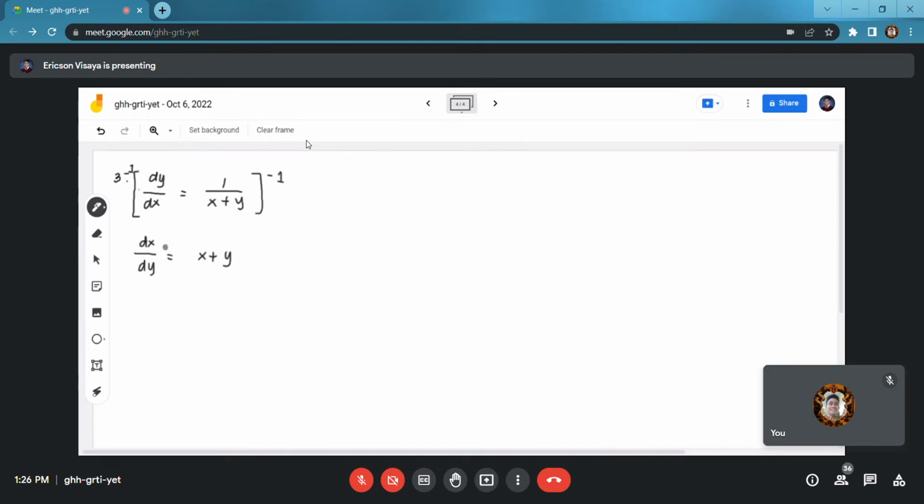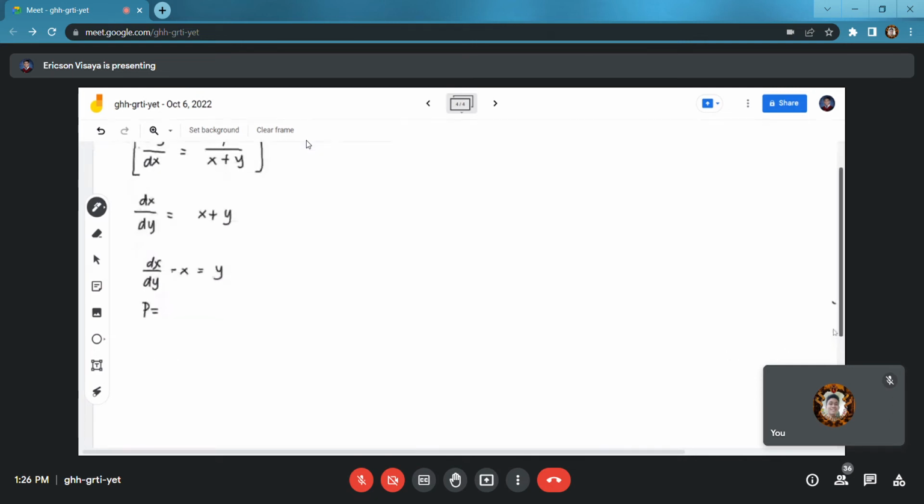Wherein our dependent variable is x. So dx over dy, rearranging, moving x over: dx over dy minus x is equal to y. So our P is negative 1, and our Q is equal to y.